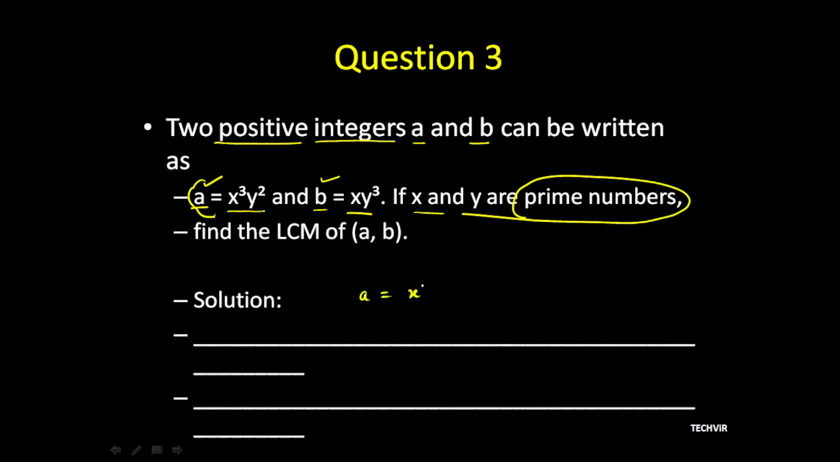So a is given as x cube multiplied by y square, and b is given as x multiplied by y cube. Find the LCM of a and b. What I told you during the last minute revision slides is that to find the lowest common multiple you have to look at the highest power. What is the highest power of x in these expressions? That is x cube, so strike out this x cube. And what is the highest power of y? That is y cube, so strike out this y cube.